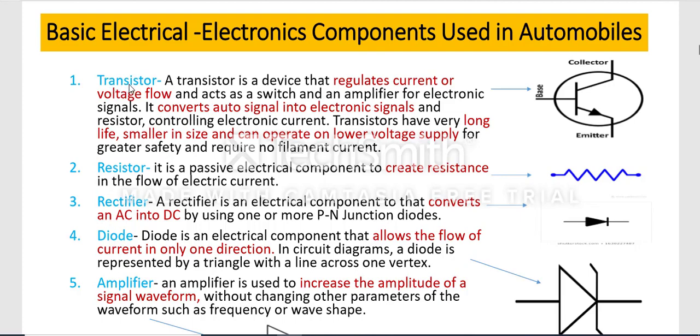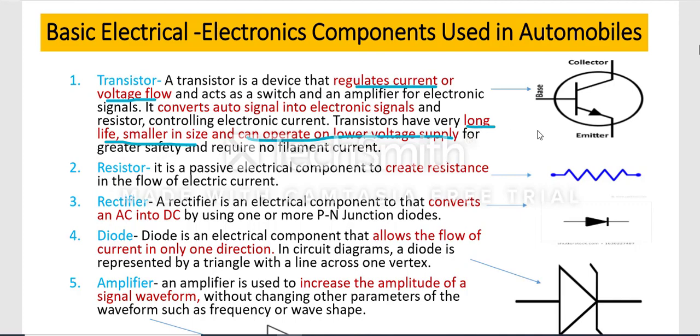What is meant by transistor? A transistor is a device that regulates current or voltage flow, and acts as a switch and amplifier for electronic signals. It converts an audio signal into an electronic signal. Generally transistors have a very long life, are smaller in size, and can operate on lower voltage supply for greater safety and require no filament current.